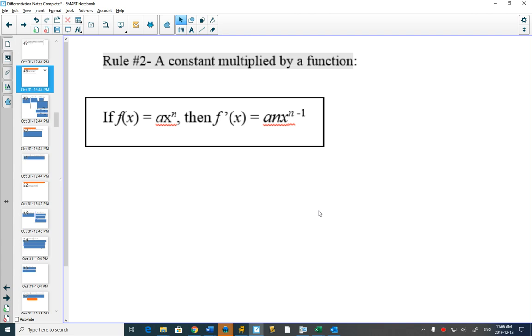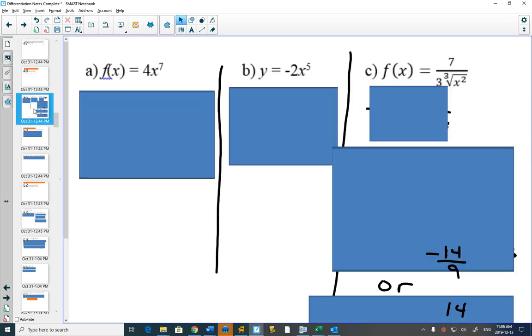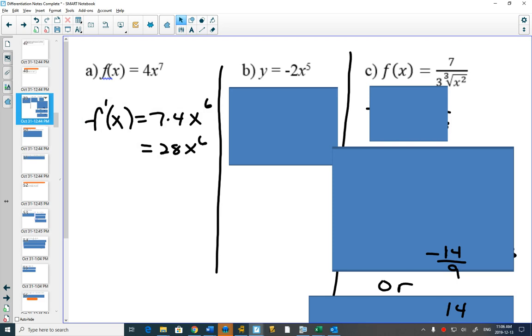The rule doesn't change. But now when you bring that exponent out in front, that exponent will multiply. So for example, 4x to the 7. You're finding the derivative. The 7 would come out in front, hit that 4, turn into a 28. And you would just have 28x to the 6th. Again, way, way, way faster than using the definition, where you would have to actually expand x plus h to the power of 7.